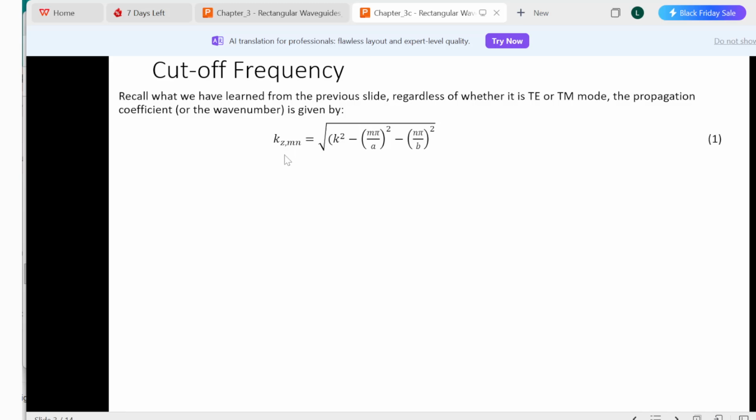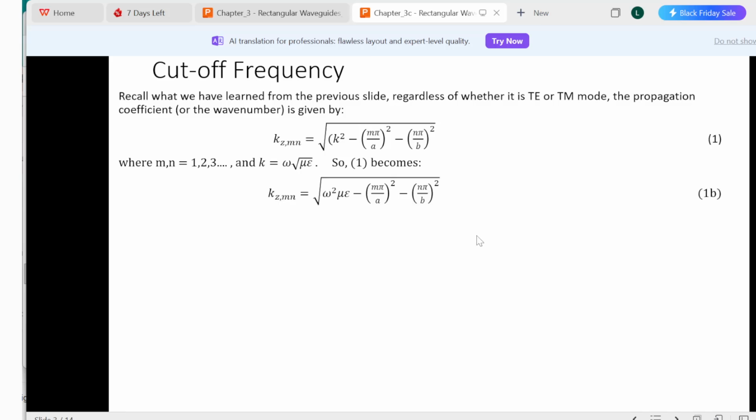We know the wavelength, the wave number or the cutoff direction can be written in this manner. This one is k of x and this one is k of y. And we know that k is equal to omega times square root of epsilon times mu. So equation 1 becomes like this. We substitute k with this amount. And if we take this out, now we are going to find out the cutoff frequency first.